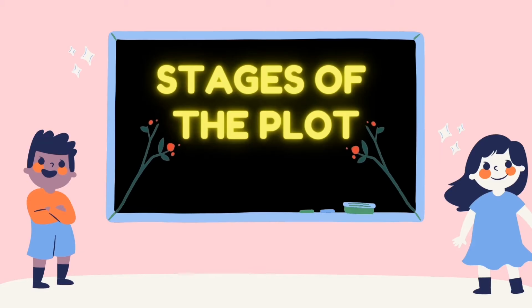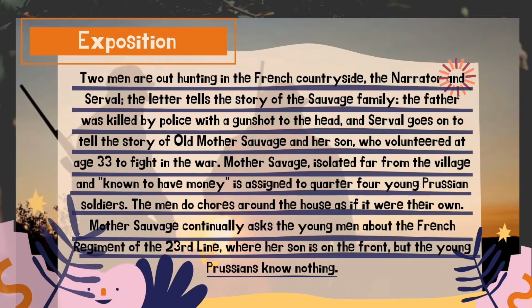Let's go to the stages of the plot in the short story, Mother Sauvage. We have six stages, starting from the exposition, then the conflict, the rising action, the climax, the falling action, and the last part, the resolution, or we can also call it the denouement. Let's start with the exposition of the short story.